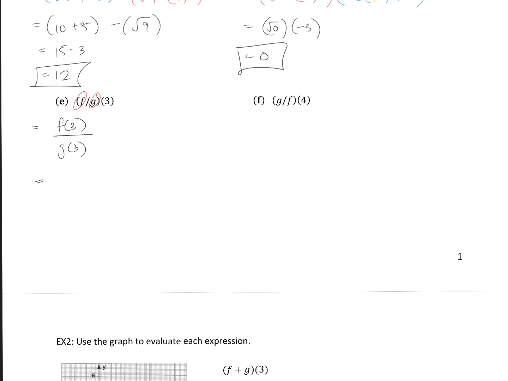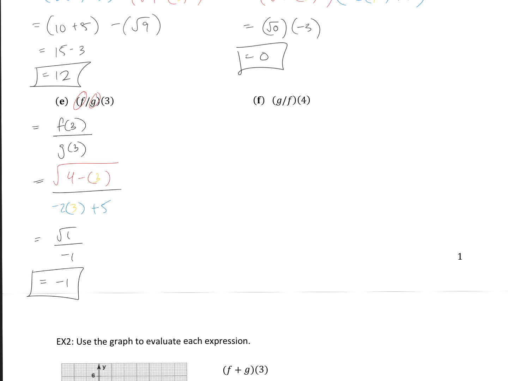And then f of 3 is going to be the square root of 4 minus my input, which is 3, divided by my g value, which is negative 2 plus 5, and my input is 3. So calculating this out, that's going to be the square root of 1 over -1, which is just going to simplify to -1.